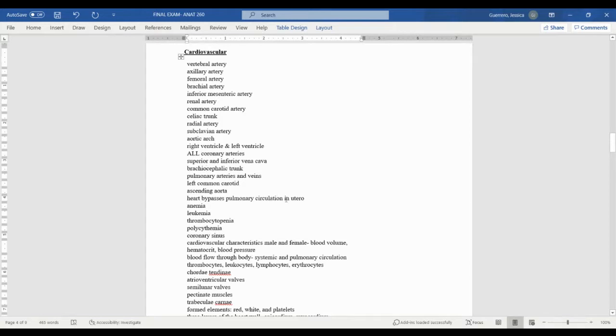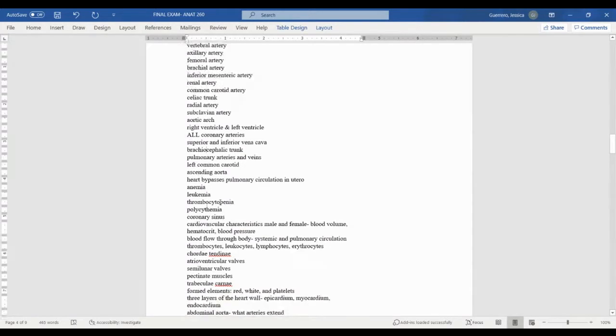You need to know about the circulation in utero. So while a baby's inside the mother, it doesn't have to have its lungs inflated because it's not breathing on its own. It's using its mom. So the pulmonary circulation is bypassed. Familiar with how that's possible in utero. Blood conditions, anemia, leukemia, thrombocytopenia, polycythemia.